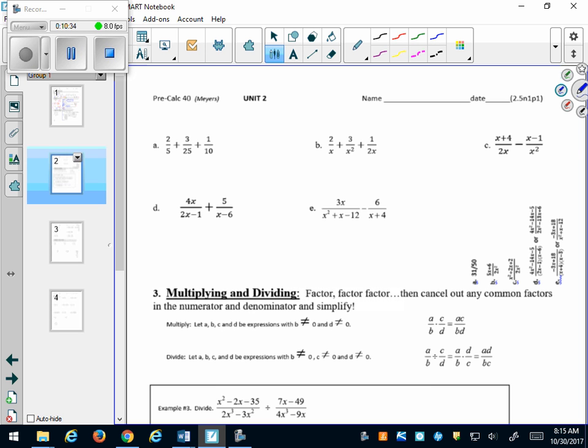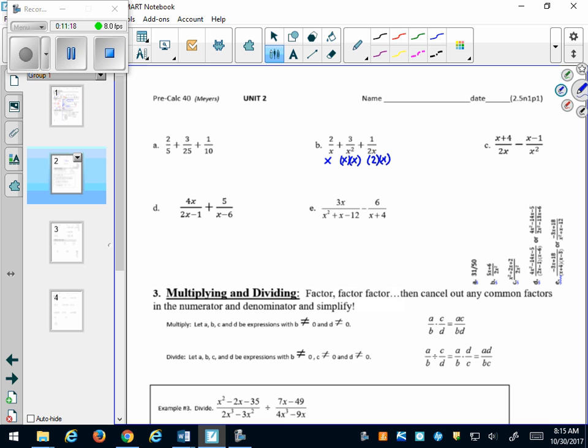All right, so we'll start with B. We already did one with plain old numbers, so we'll skip A. Let's start with B. When you look at the three denominators, x, x squared, and 2x, you have to come up with what the common denominator is. If I broke this down, this would be x, this would be x times x, and this would be 2 times x. So we need a common denominator that has all of those factors in it.